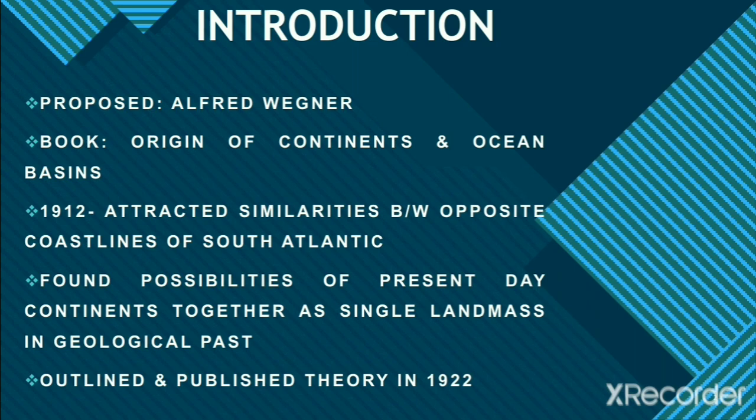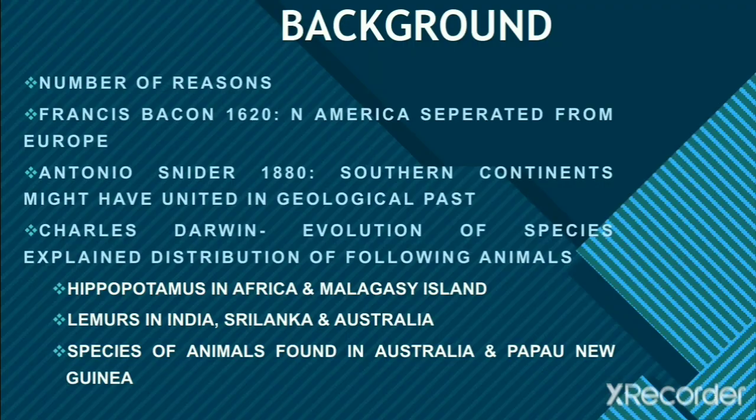He found that there is a possibility that all the present seven continents might have joined together as a single landmass in the geological past. Wegener also found earlier scientists giving similar ideas. Taking all these into consideration, Wegener outlined the Continental Drift Theory, published in the book in the year 1922. There are a number of points that can be given to explain the reason for Wegener to give his idea on continental drift. The ideas were mentioned by many people even before Wegener.